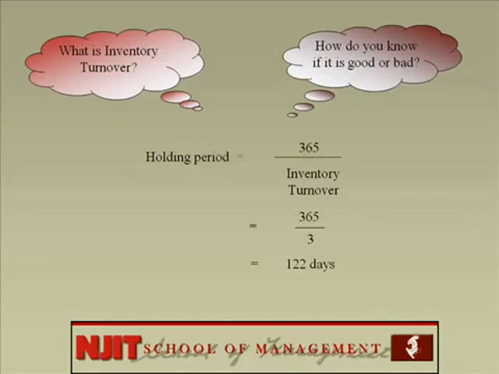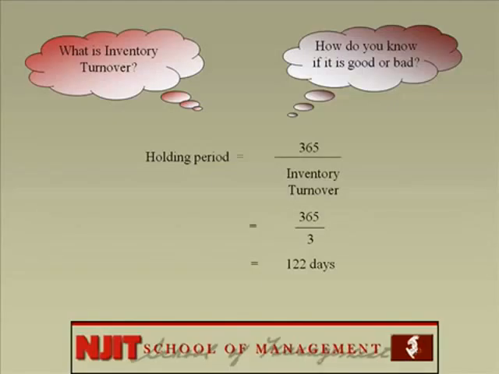Do you want these days to be high or low? As low as possible. You don't want the inventory stuck in your warehouse. So, one more time. From the time the inventory came to the warehouse to the time it left, 122 days. Is that good or bad?